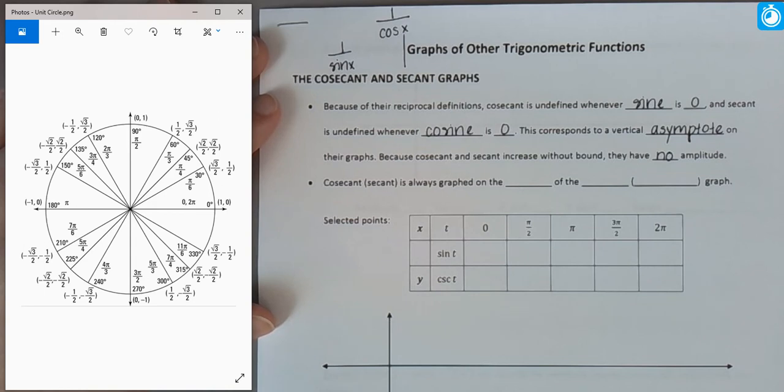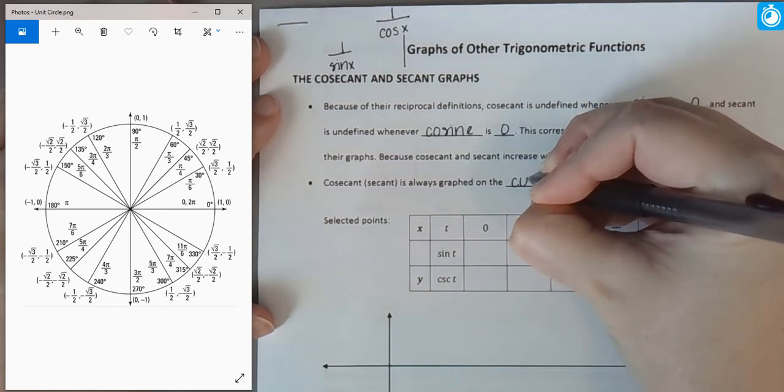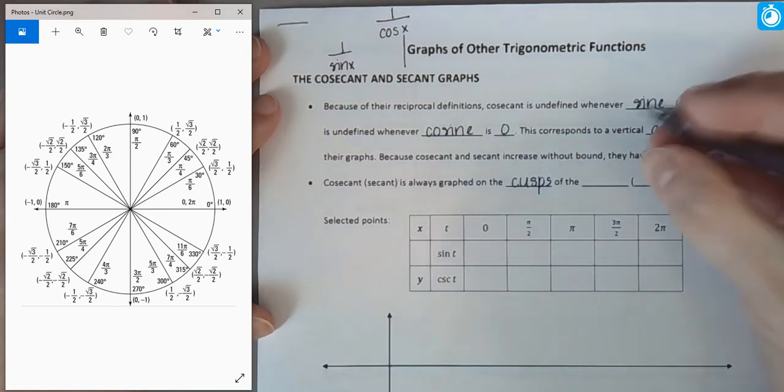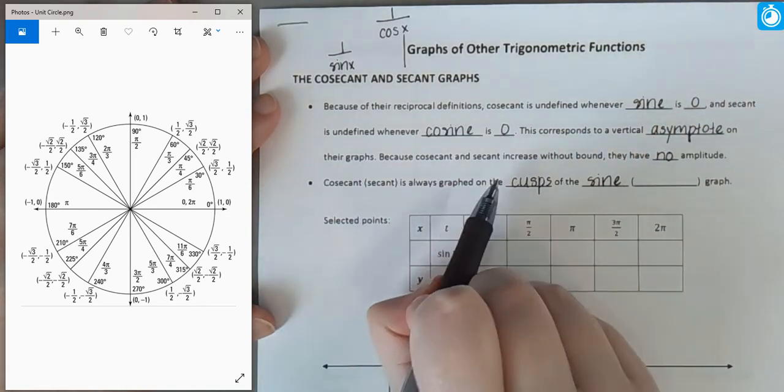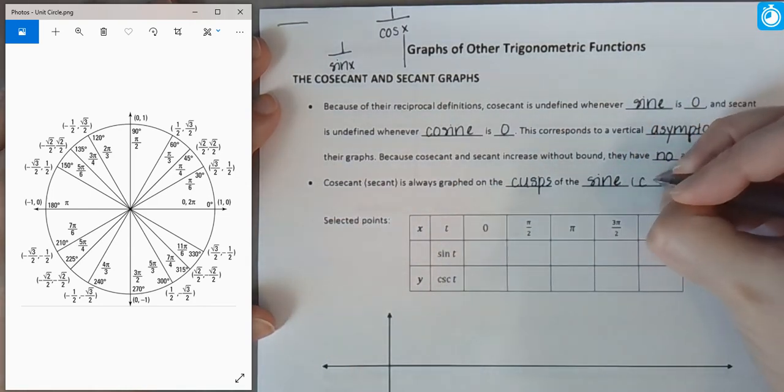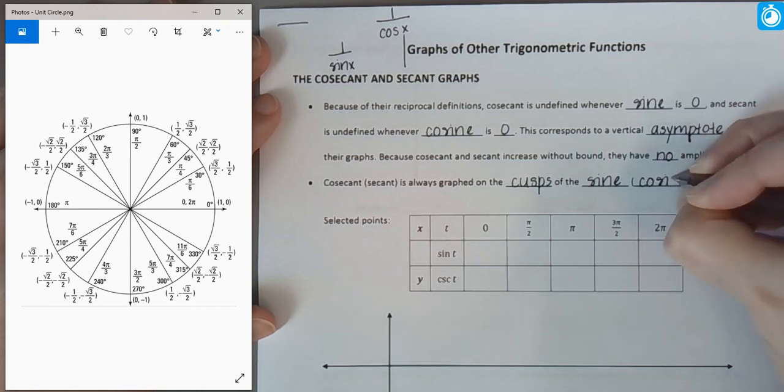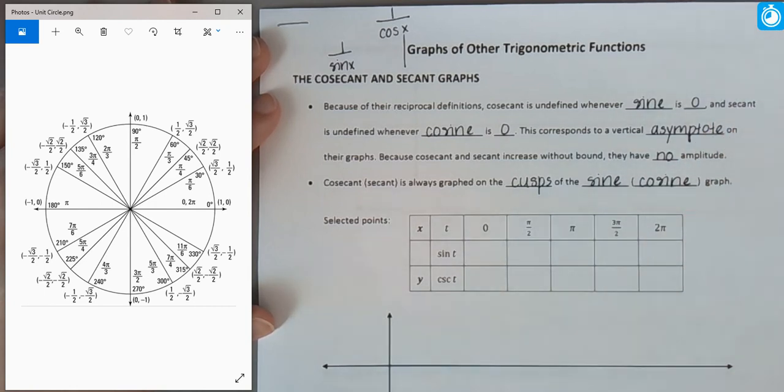Now, in order to graph these two functions, we have to be able to graph the reciprocals of them as well. So cosecant is always going to be graphed on what we call the cusps of the sine graph, and secant is always graphed on the cusps of the cosine graph. Think of the cusps as those maximum and minimum points where we curve and turn around. Those are going to be the cusps of those wave graphs. So let's start with our cosecant function.